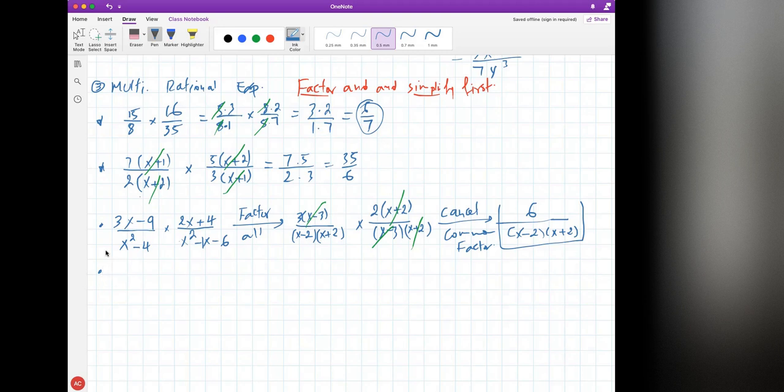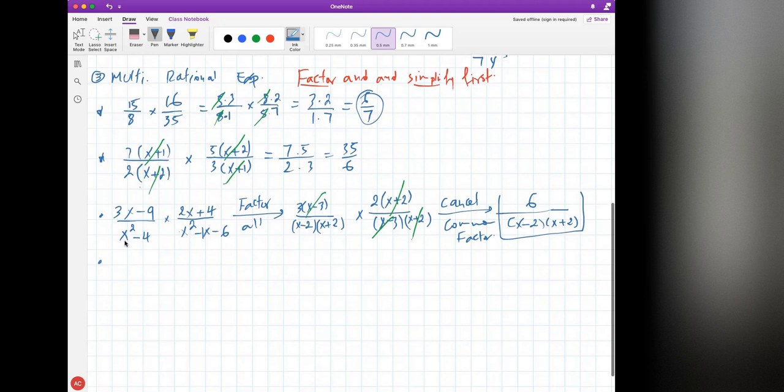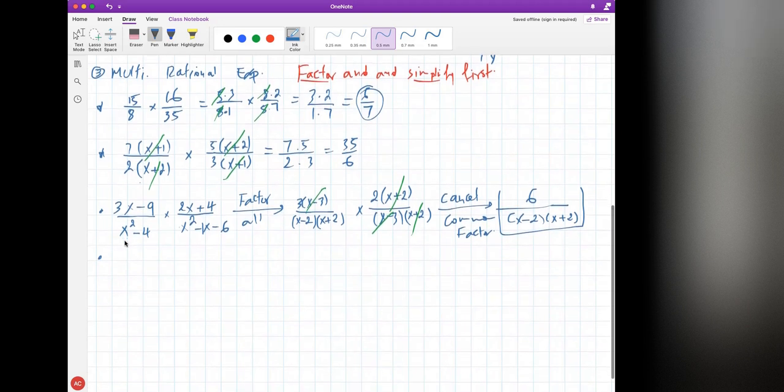I'll give you another example, this time with maybe just monomials. Any questions, everybody, so far about multiplying before we go to another example? Everybody?